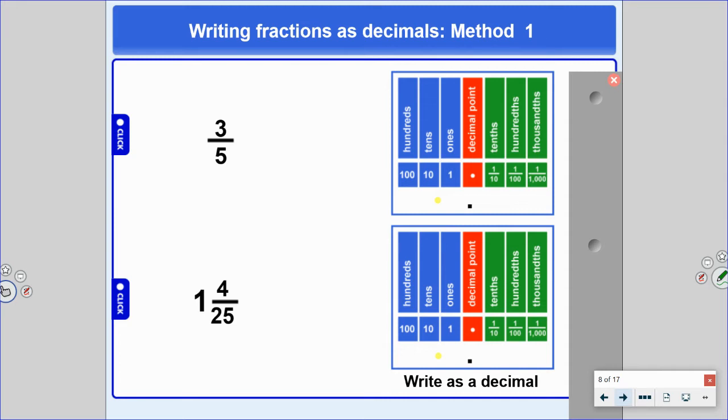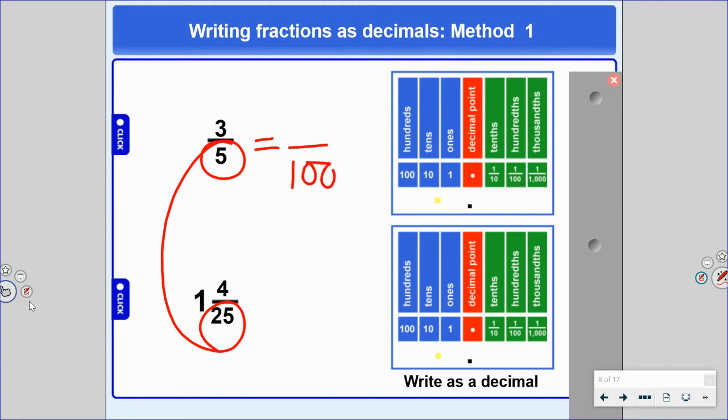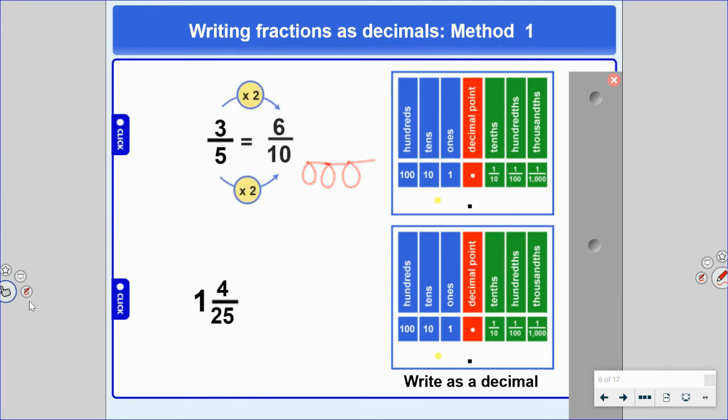Method number one, ask yourself, I don't know if this disappearing ink is going to work. Nope, didn't work. How about this one? Always check, can the denominator be changed into a power of 10? In other words, can it change into 10? Can it change into 100? Can it change into 1,000? Anything like that. If it can, your life just got easier. For instance, as an example, 3/5 can be changed into 6/10. And of course, if you now know that 6/10, you can rewrite it as 0 wholes and 6/10.